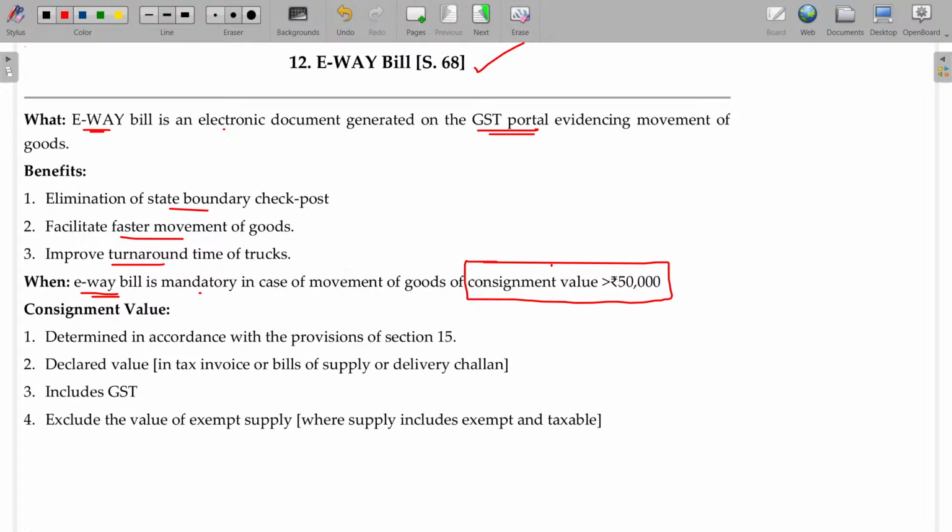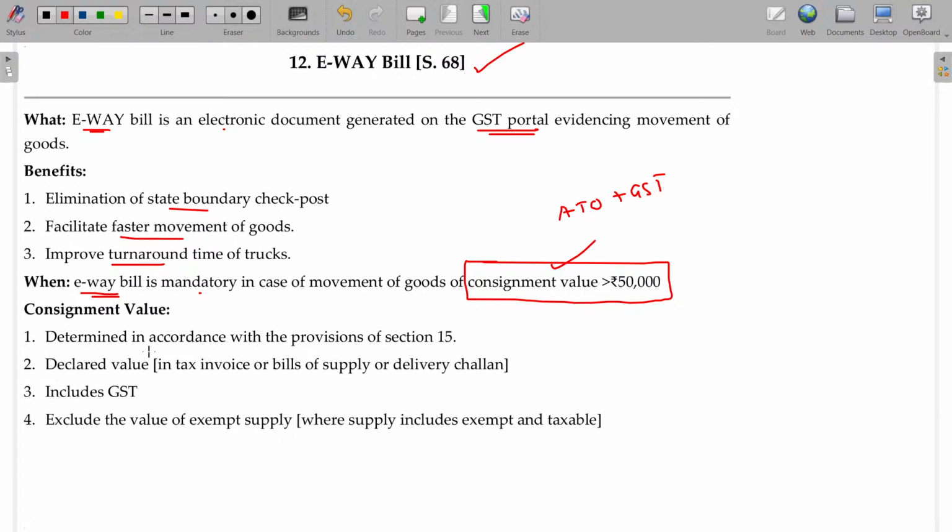And what about the consignment value? You already studied the aggregate turnover, right? Aggregate turnover excludes what? GST. But in the case of consignment value, it includes GST also. That's what about the consignment value. If the commodities value including the GST is more than 50,000 rupees, you have to mandatorily generate the e-way bill.